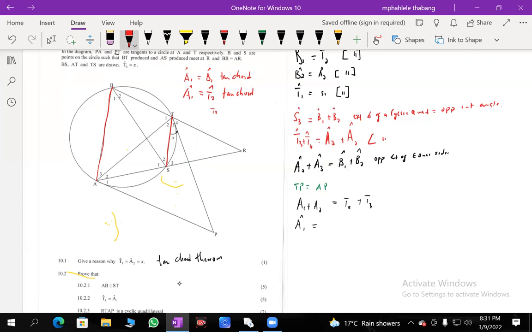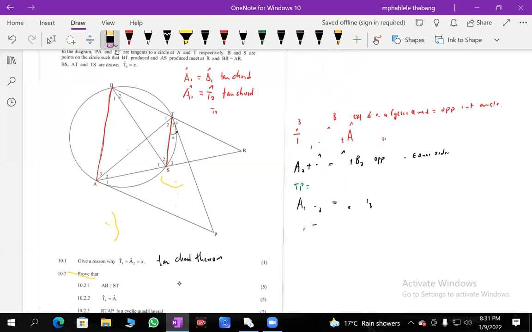To prove this, we have to know something about parallel lines. That's why I'm saying this question is so amazing. You can use it to prepare for the exam. It's a very good question. What do we know about parallel lines, guys?